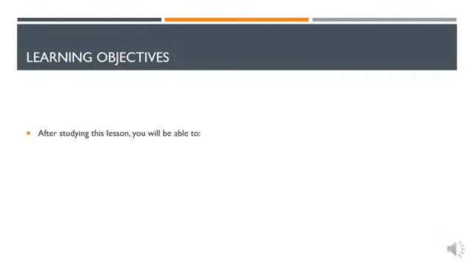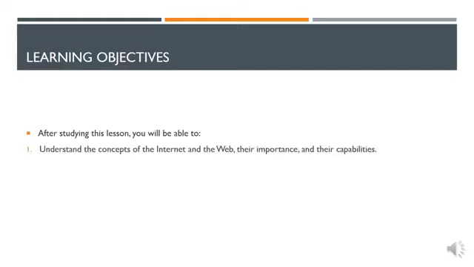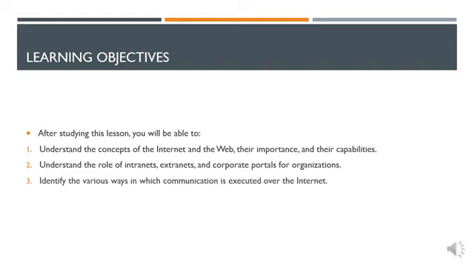After studying this lesson, you will be able to: number 1, understand the concepts of the internet and the web, their importance, and their capabilities. Number 2, understand the role of intranets, extranets, and corporate portals for organizations. Number 3, identify the various ways in which communication is executed over the internet.